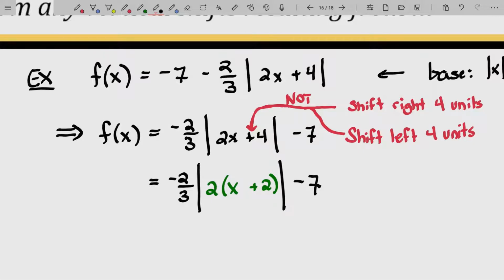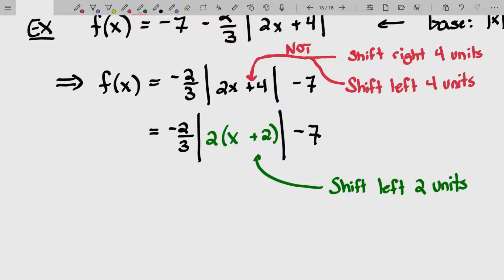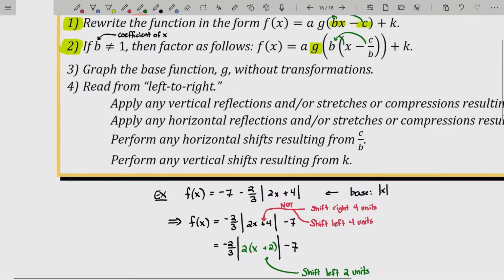So that's all. Now, in this case, you would be absolutely correct in saying, in fact, let me use green, saying that's good. You would be absolutely correct in saying that's a shift left 2 units. Notice it's not a shift left 4 units or to the right 4 units. It is a shift left 2 units. So it's critical. Otherwise, your graph is completely wrong. That being said, that's the only real tricky part here.